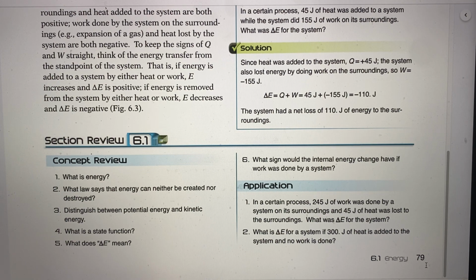What is ΔE for a system if 300 joules of heat is added to the system and no work is done?